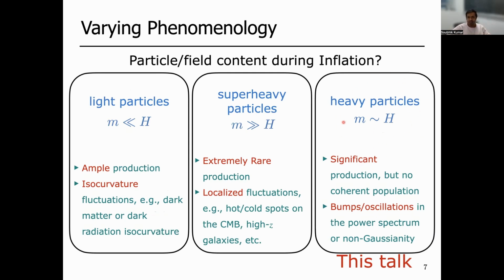But I'm going to focus on the possibility when these particle masses are close to the Hubble scale. The cool thing about this is that they can be naturally produced during inflation without any type of special coupling. And they can give rise to different types of signatures in the correlation functions, for example the power spectrum, or the three- or four-point correlation function via primordial non-Gaussianity.